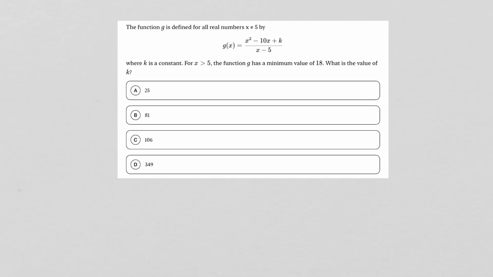Before we start, I want you to pause the video and read the question carefully. Now you've read the question, you understand we are looking for k, and that the function has a minimum value of 18. Meanwhile, the function itself also contains a quadratic function, so it's about combining the two together. You can deduce that the question is about the vertex value of this function.